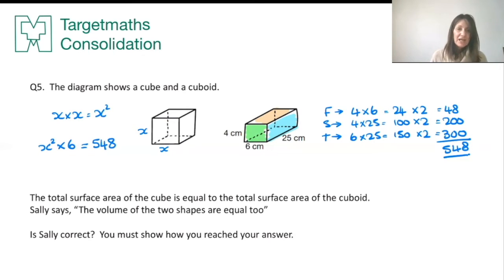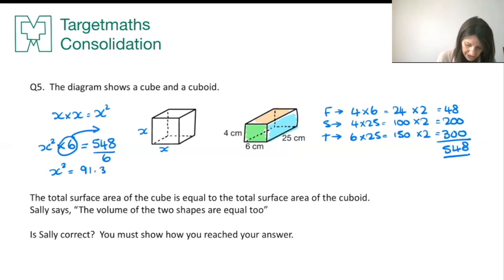All right. Now I have enough to help me find x, because actually that's just an equation. If I get it on its own, it will help me. So I'm going to divide that through by 6, which will give me x squared equaling 91.33, on and on, it's recurring. And then I'll square root that, which will give me x is equal to 9.55, and on that goes. So this is great. It means that I actually do have a value now.